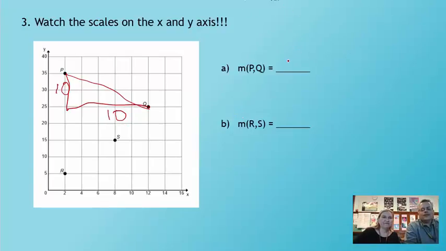It doesn't look the same, but the scales are different. So again, I'm going to do my rise over run. So 10 over 10. And because the line goes down to the right, your slope will be negative.